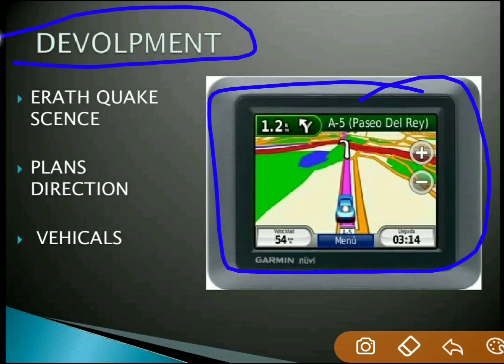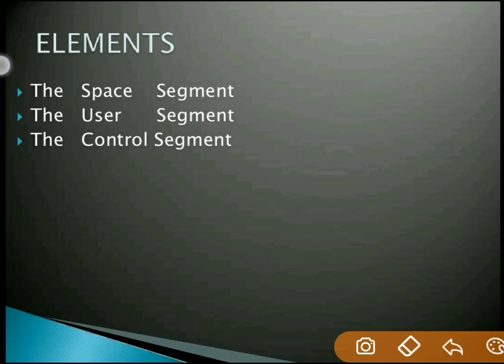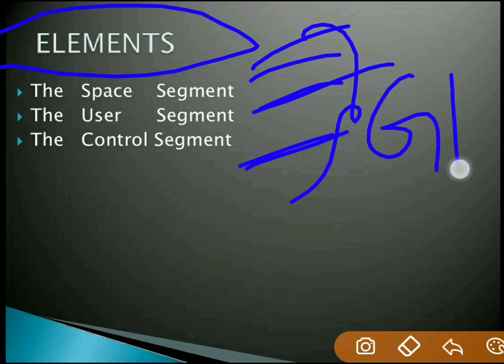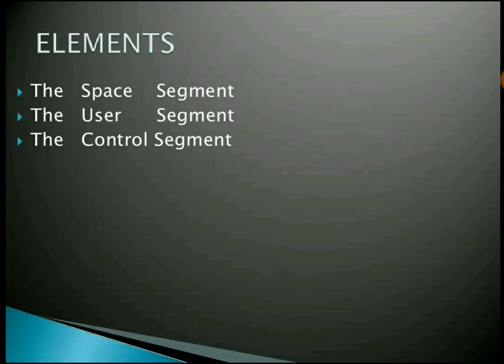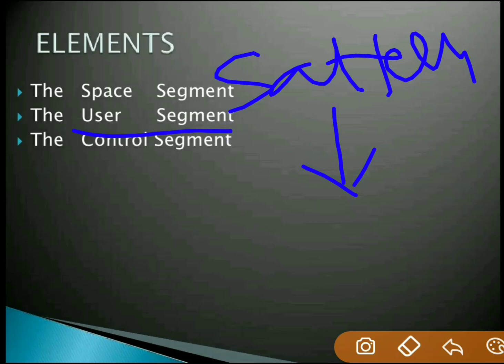So what is the development of GPS? We can read earthquake signs and plant directions, and it is used in vehicles also. Elements or segments: look here, these three are major and important. One is the space segment, the user segment, and the control segment. These three segments are there in GPS. In the space segment we are using satellites. Next the user segment, next the control segment. Here the control segment may be a tower.